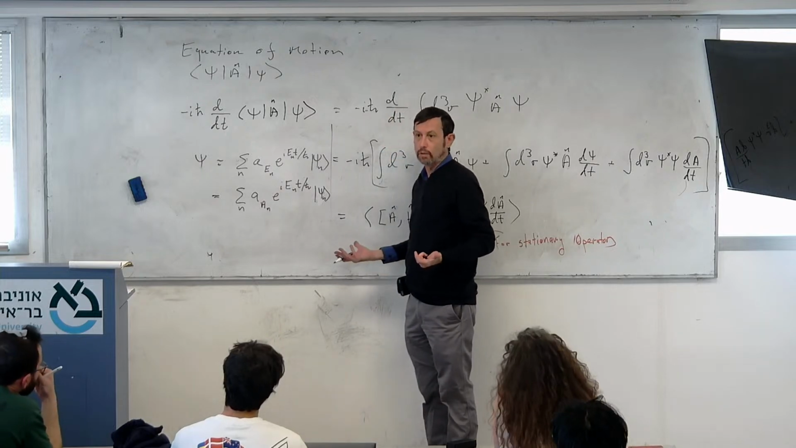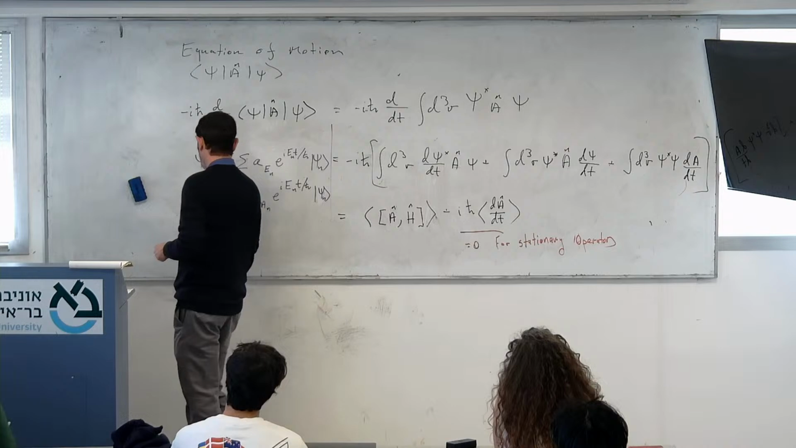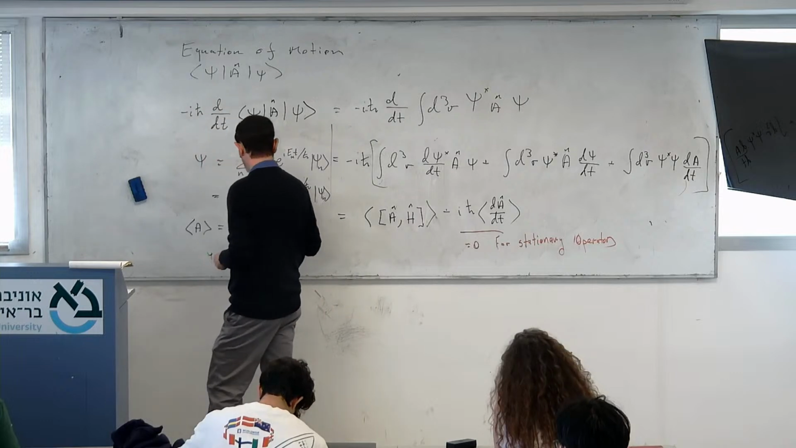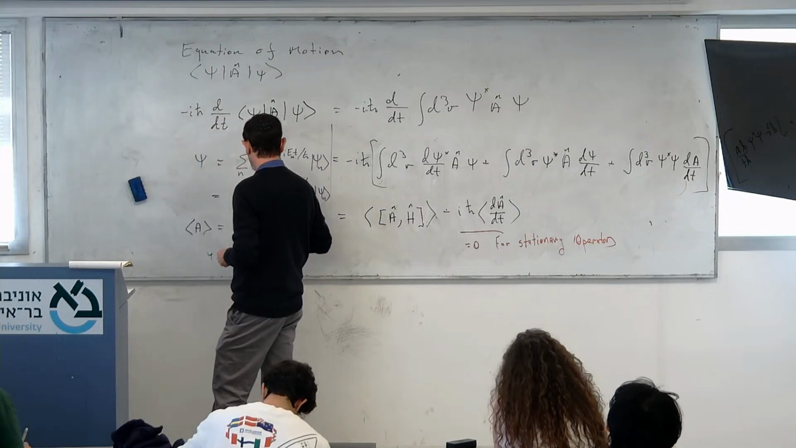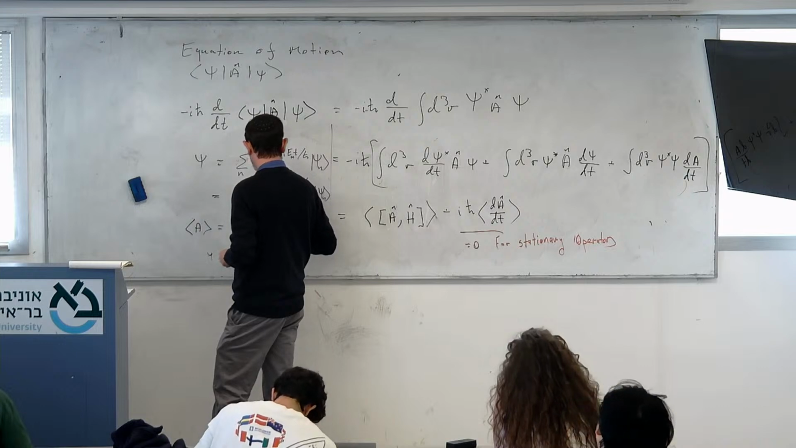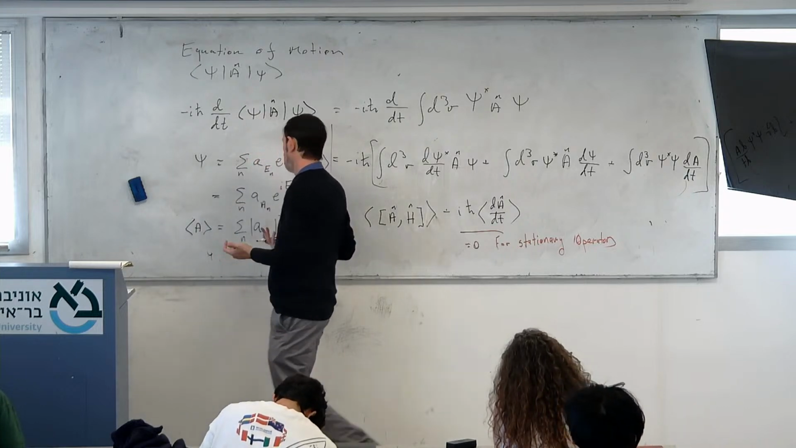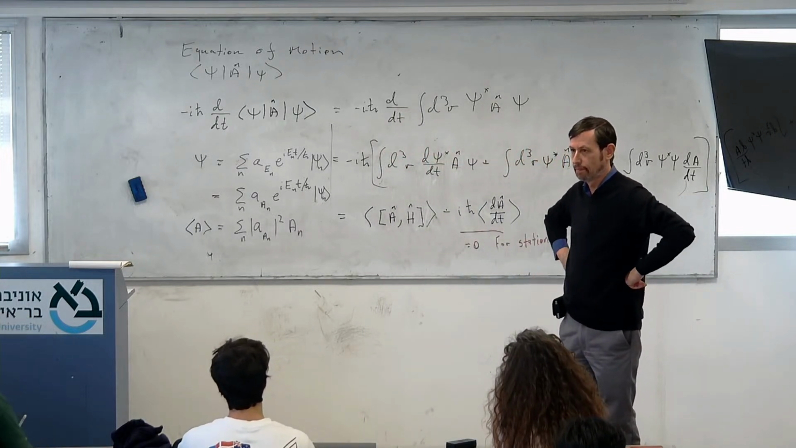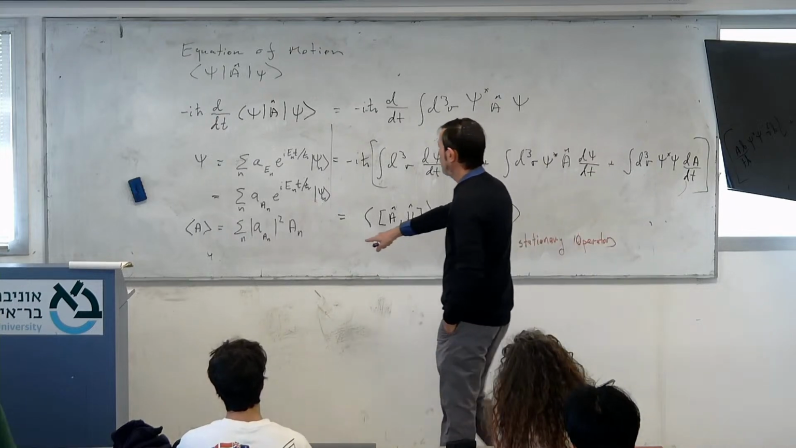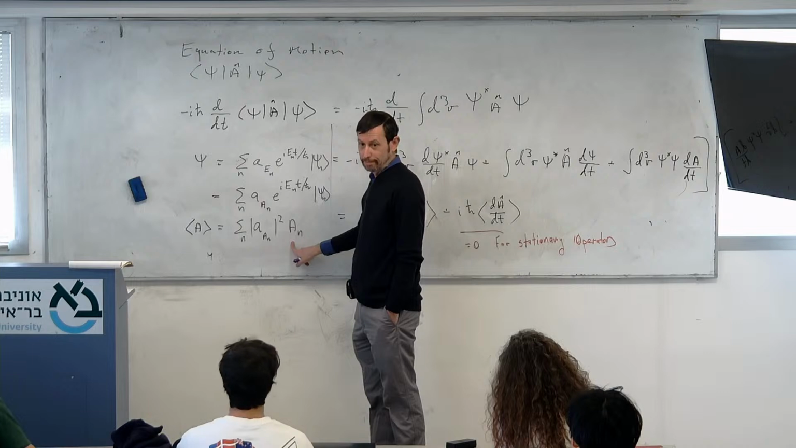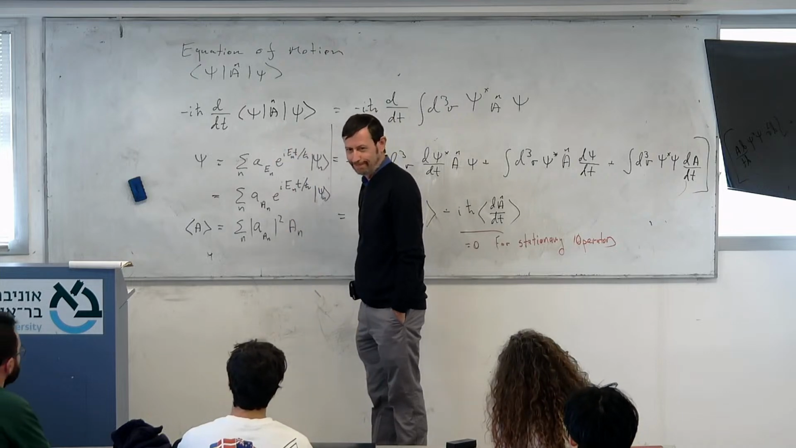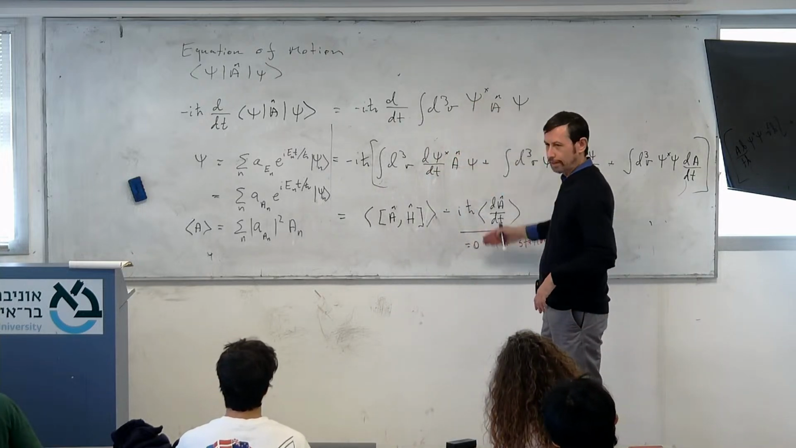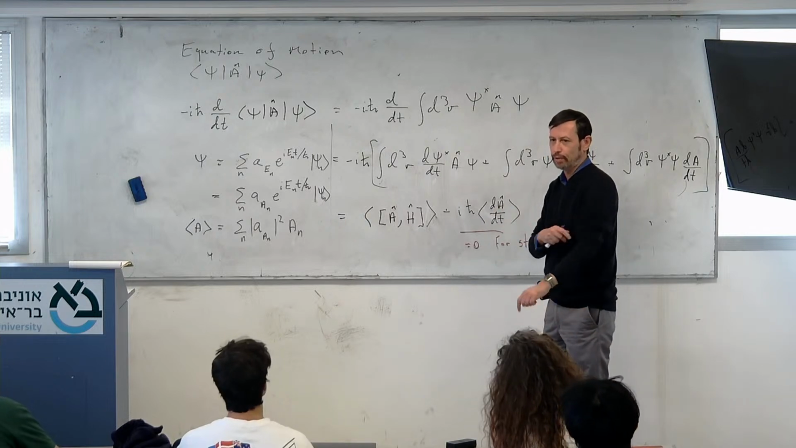So, if I want to know what's the average of A, since the thing doesn't depend on time, its derivative is 0. So I didn't even need all these steps. I could go from the point of view of basis.